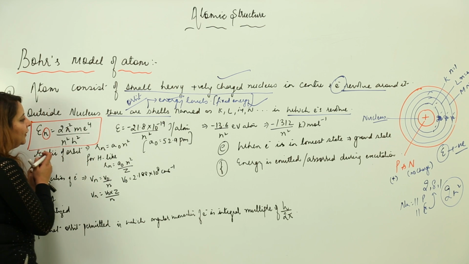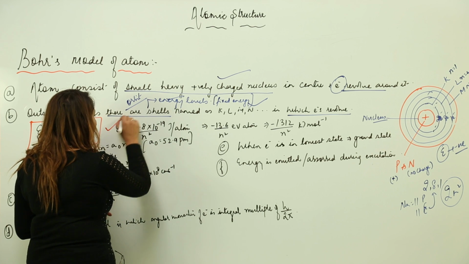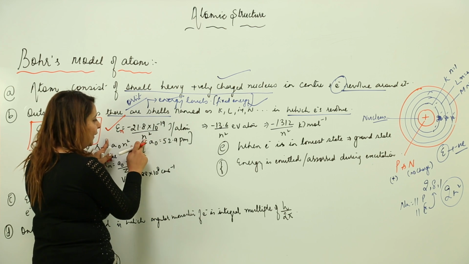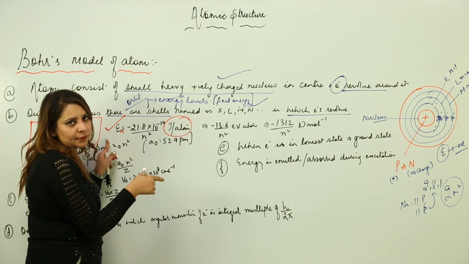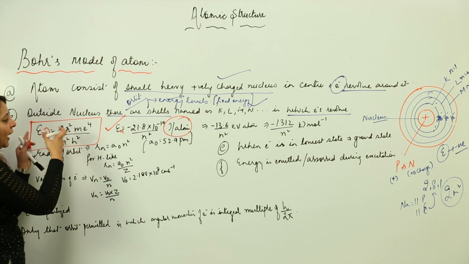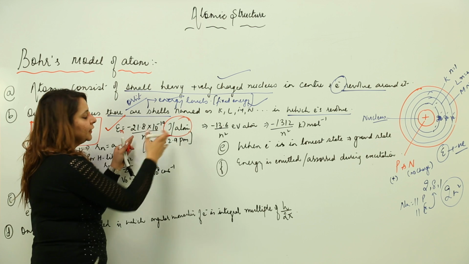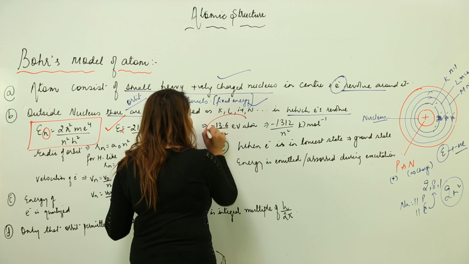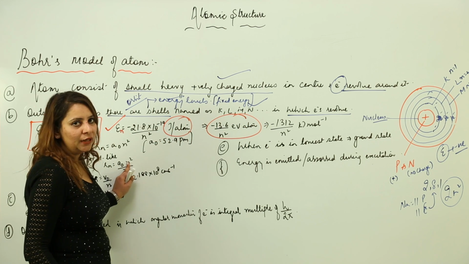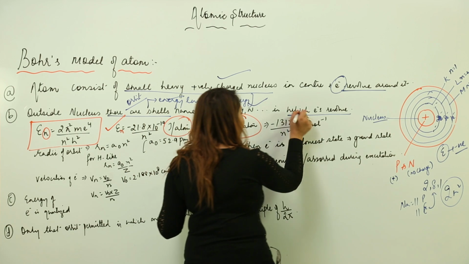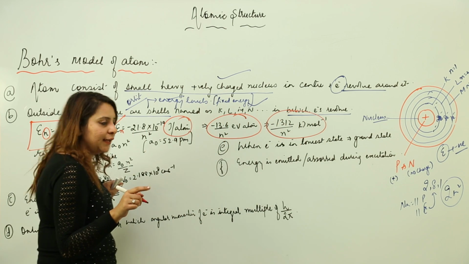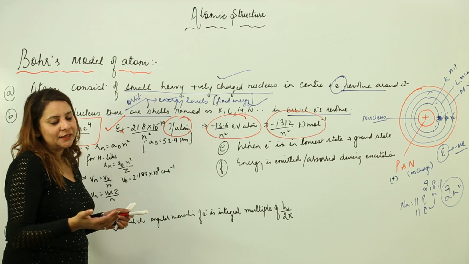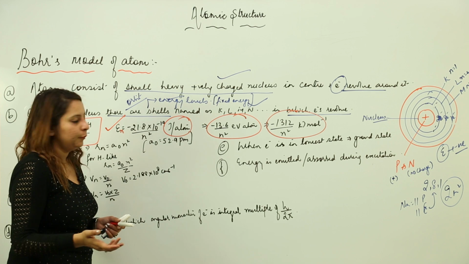If you solve it, we have the solved value also: En is equal to minus 21.8 into 10 raised to power minus 19 divided by n square, in joules per atom. I put the values in and got this value in joules per atom. In electron volts per atom it comes out to be minus 13.6 upon n square, and in kilojoules per mole it comes out to be minus 1312 upon n square. So you know the orbits are there, and you can also find the energy of each orbit.